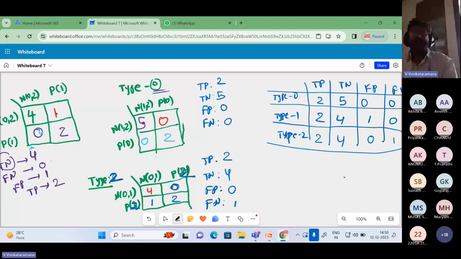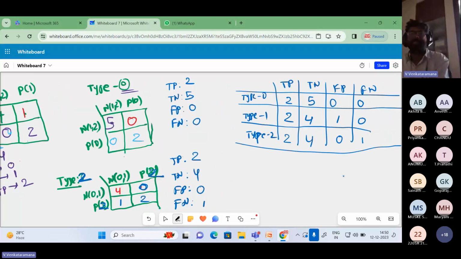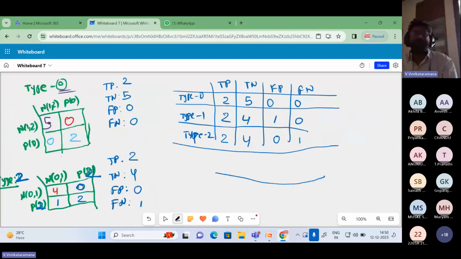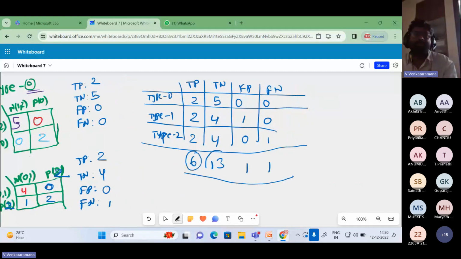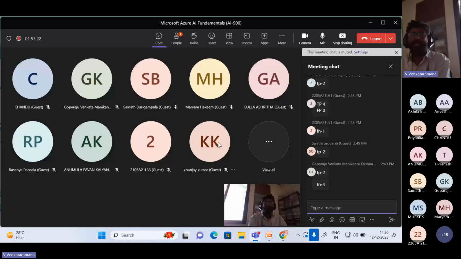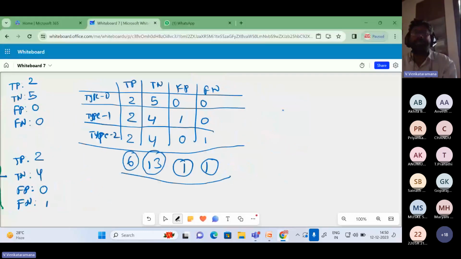Now take the sum. So what happened? 3, 6, 3, 2, 6 is 13, and this is 1, and this is 1. I think you agree. So your true positive value is 6, true negative value is 13, false positive value is 1, and false negative value is 1. Now, how do we calculate the accuracy? What is the formula for the accuracy?